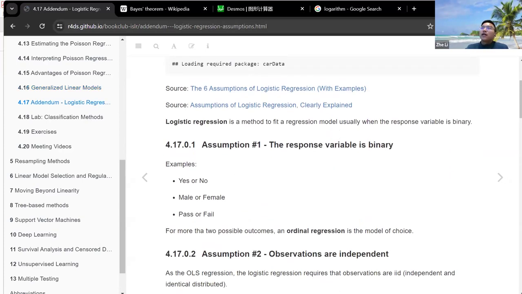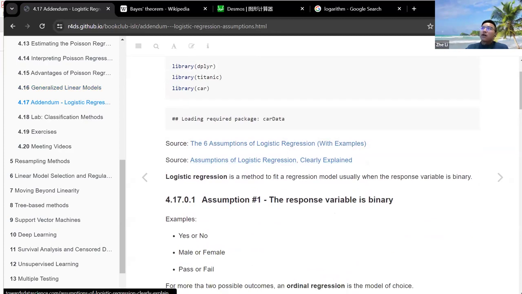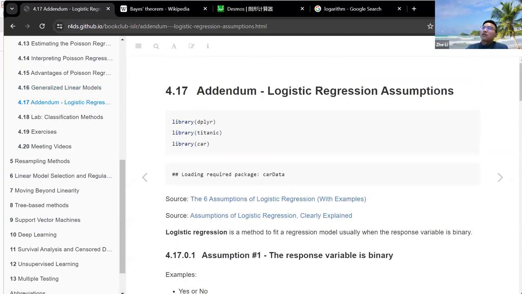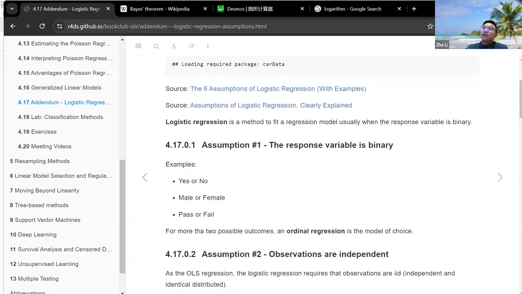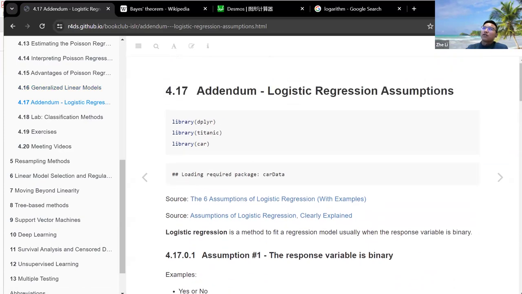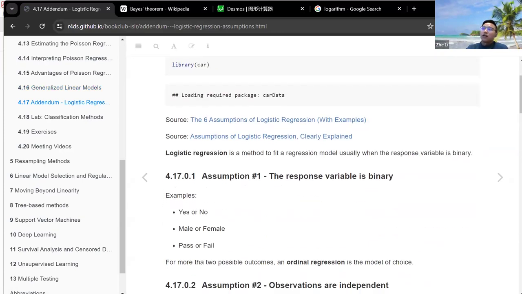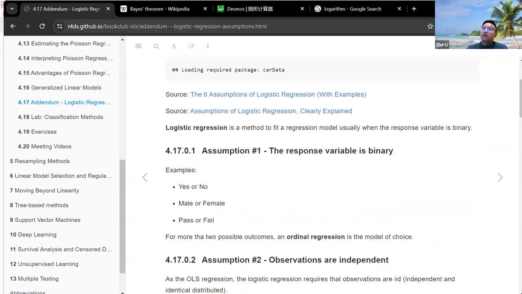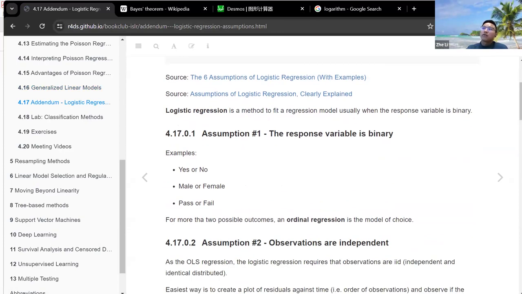And then we can add some extra knowledge about the assumptions behind the logistic regression model, that is, GLM. First, if we take a logistic regression, the response variable here, 1 and 0, has to be binary.